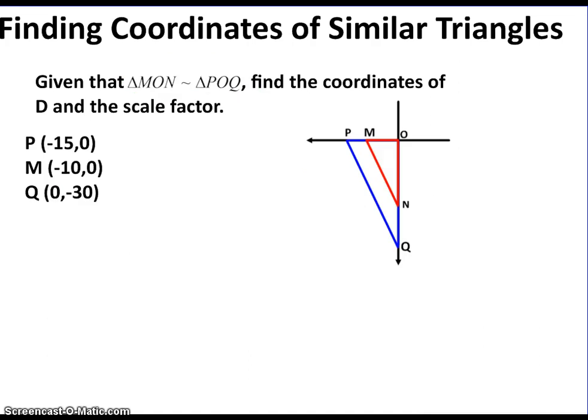Alright, so given these points, let's go ahead and figure out. P is negative 15, 0. So the length of P to O is negative 15. The length of M, or not the length, excuse me, that needs to be positive, doesn't it? Distance can never be negative. Alright, M is 10. And to Q is 30. And this would be my unknown. Alright, so let's go ahead and write our proportionality.